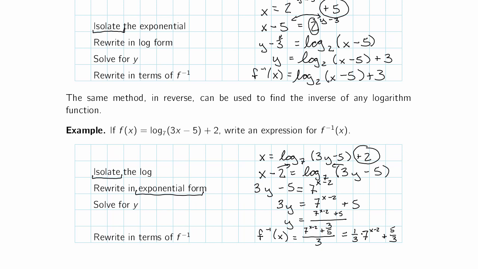And that's all there is to it. Just isolate the core function, apply the inverse, and then continue to solve for y, the same way we have with every inverse we've taken.